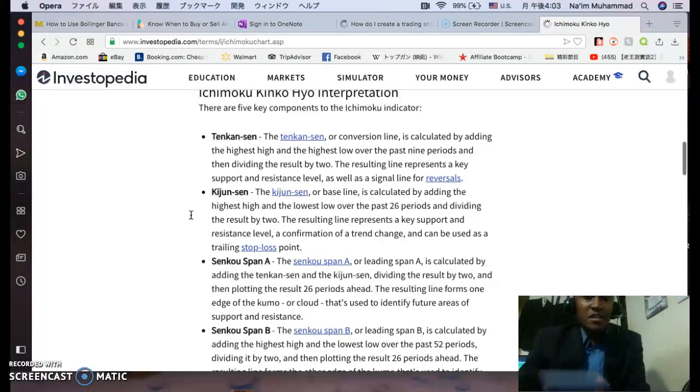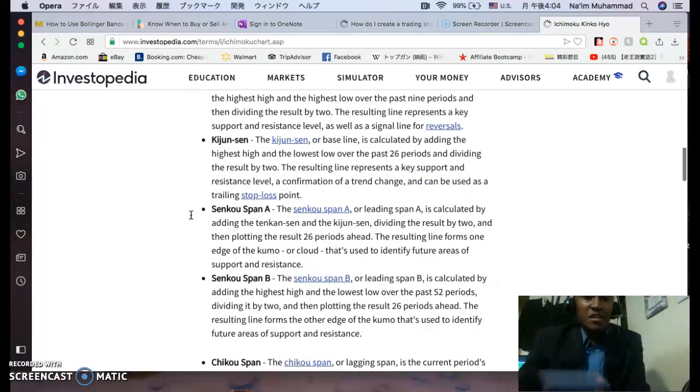The next one is the Kijun Sen, also known as the baseline, and it's calculated by adding the highest high and lowest low over the past 26 periods, and then dividing the result by 2. So it gives us a longer, wider range of time periods by which we can make an educated trading decision.